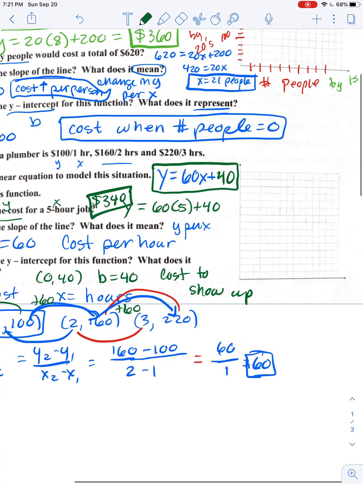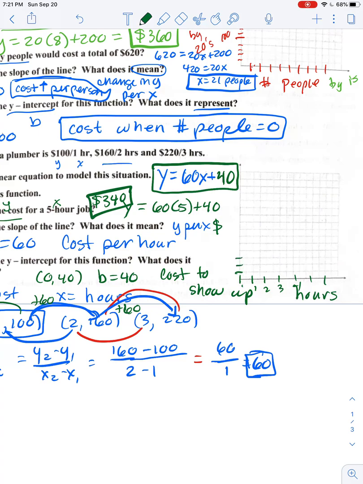Alrighty, so then let's go ahead and graph it. So this one is going to start at 40 and go up by 60. So I probably would count by 20s again. So this is going to be my cost. This is going to be my hours. So I'm going to start at 0, 1, 2, 3, 4, 5, and so on. I can't see those lines very well, so I'm just not even going to pretend I can.